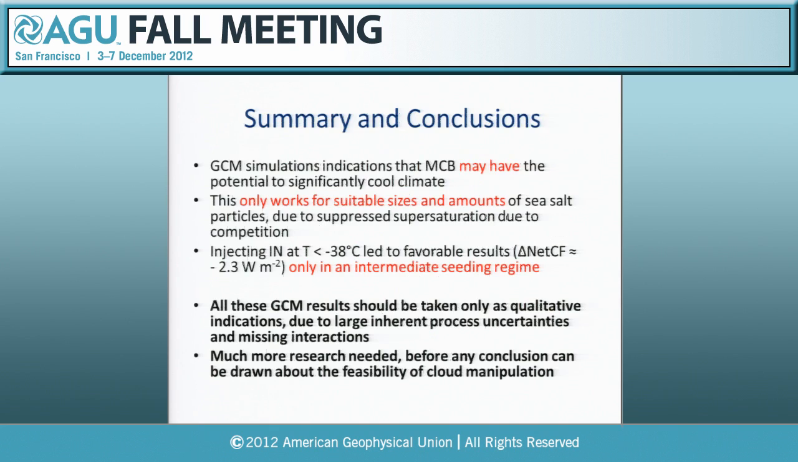So in summary, we see from GCM simulations that marine cloud brightening may have the potential to cool climate, at least assuming that we are careful about the size and amounts of sea salt that we are injecting. And we've also seen that there is some potential for cirrus cloud thinning from these climate model simulations. But there are two items at the bottom here just to remind you that these GCMs have limitations, so we have to be very careful at this point.